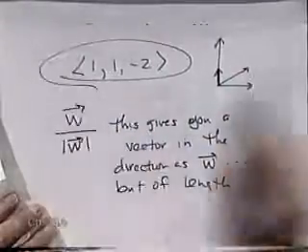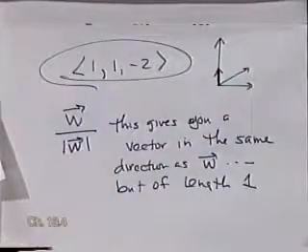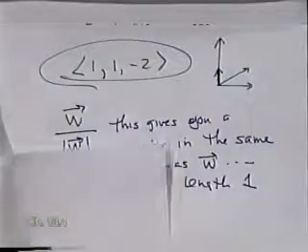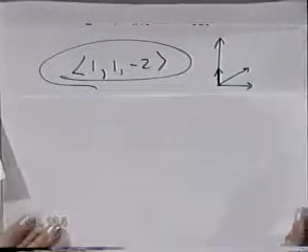So what am I going to do? I'm going to take this vector, because this vector was perpendicular to the other two vectors, so it's the right direction but the wrong length. What is its length? Well, let's see. The length of this vector.